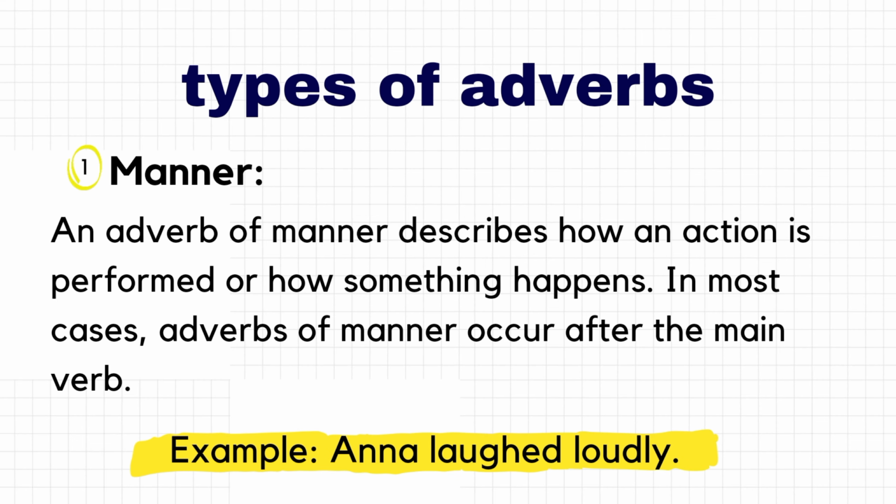Now let's have a look at different types of adverbs. The first one is adverb of manner. An adverb of manner describes how an action is performed or how something happens. In most cases, adverbs of manner occur after the main verb. For example, Anna laughed loudly. Now, loudly in this sentence is an adverb of manner.